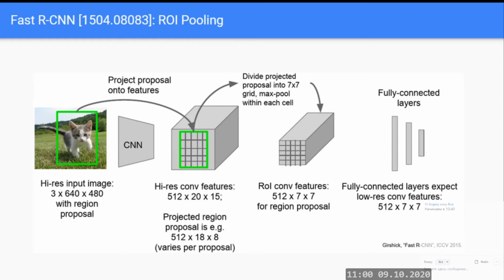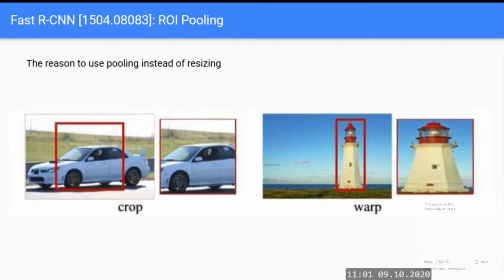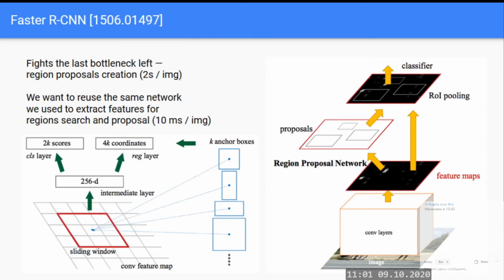But as we sped up running the convolutions, running the predictions, now the last bottleneck that's still present is the original proposal finding. So we need to somehow speed up that proposal finding too. And that is exactly what is done in the Faster R-CNN approach.